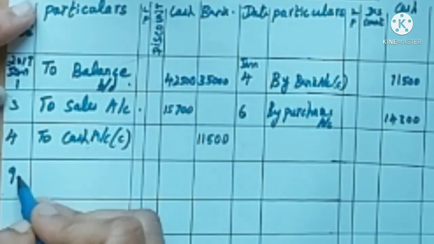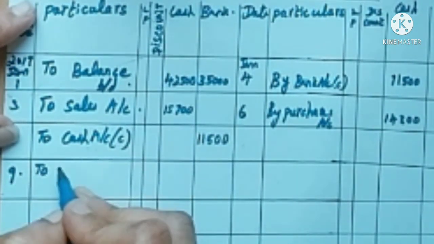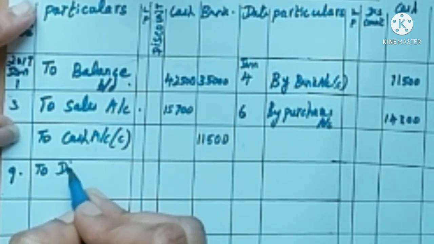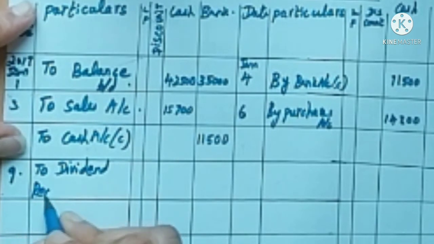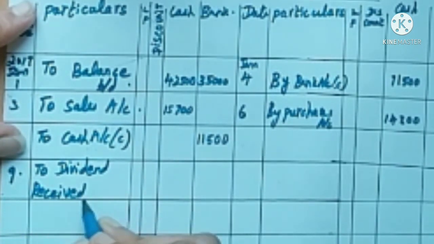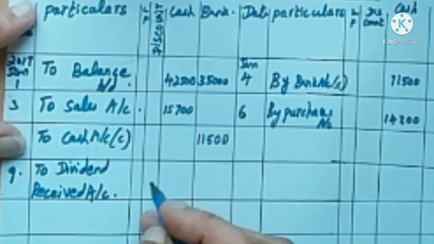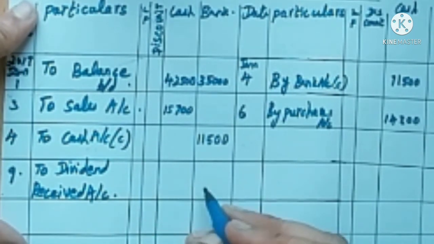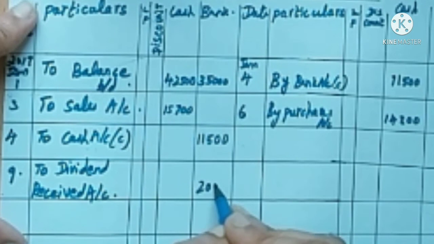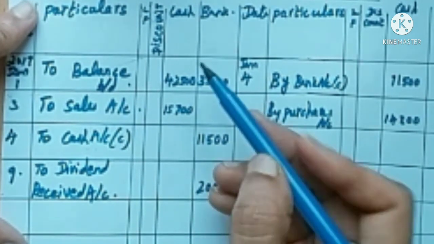On 9th January to dividend received account, amount is rupees 2,000 because we are receiving it through bank. So 2,000 I am going to write it in the bank column.